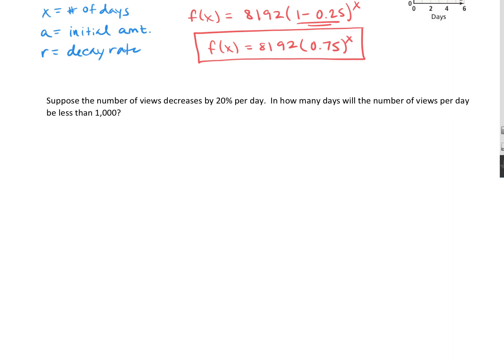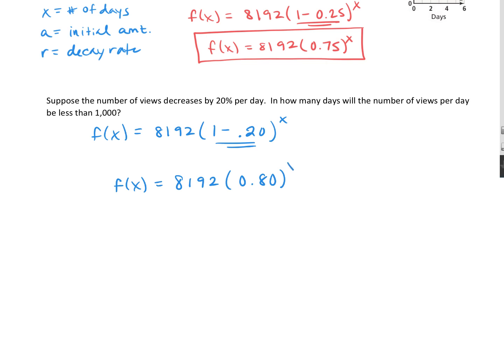All right, so this does change our exponential model a bit. It's still going to be our initial amount of views, which is 8,192. But now we're decreasing by 20%. Before it was 25%. So it's a little bit slower decrease. It'll take more days for her to have less than 1,000 views. Raise to the x power. Okay, let's go ahead and simplify that. So we have f of x equals 8,192 times 0.80 to the x power.